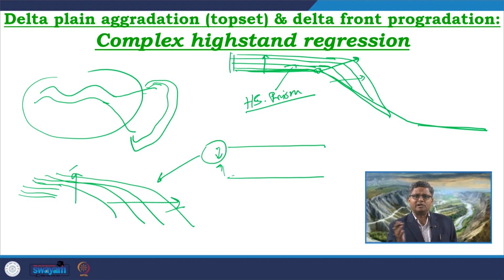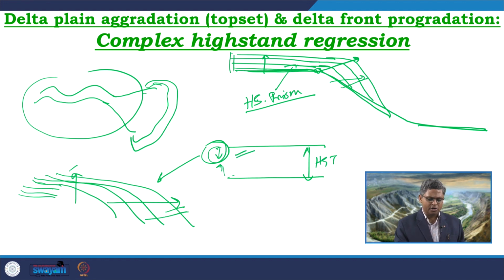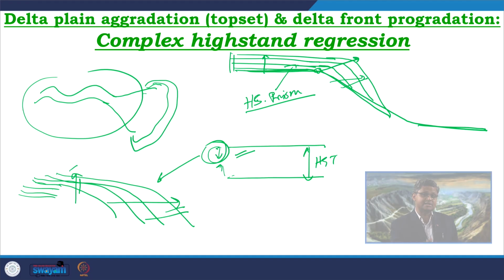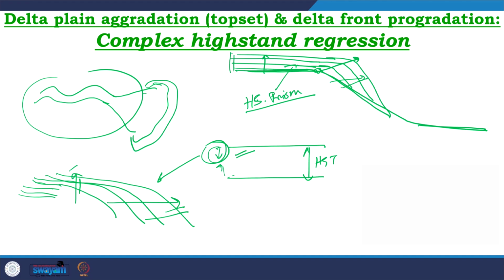Whereas, when we look into the delta front area, there we get progradation, but initially the progradation will be associated with aggradation. But as we are moving into the upper part of the HST, if this is the entire HST package, then in the upper part of the HST we get more progradation with less aggradation. So, this is the complex highstand regression that we expect within the delta system during the HST phase.